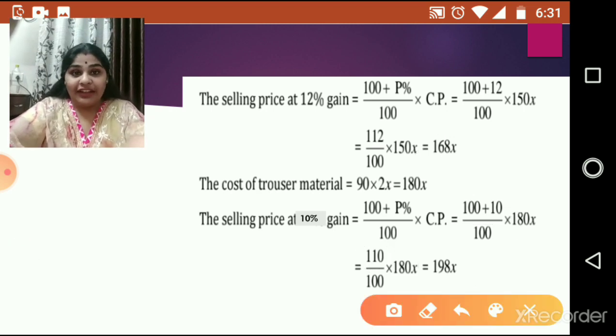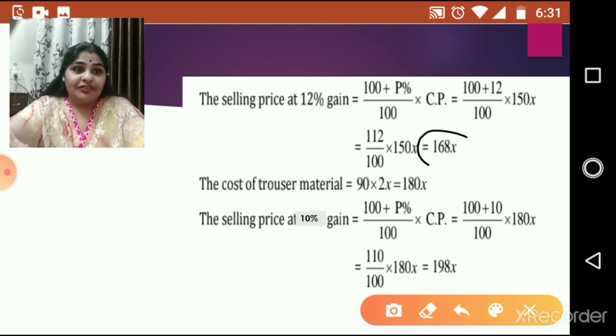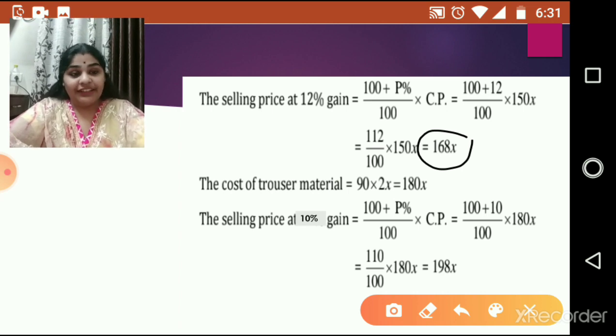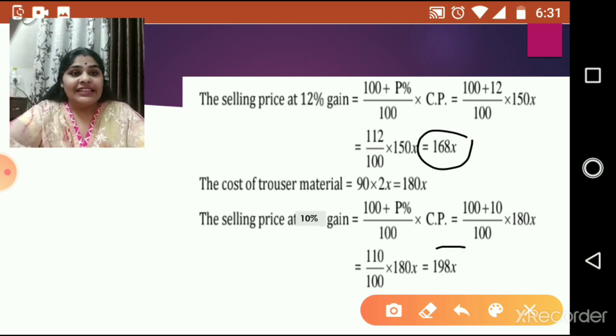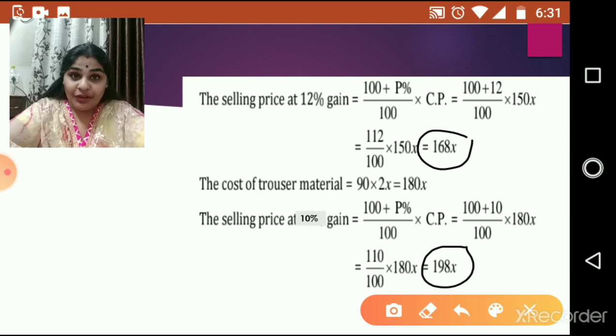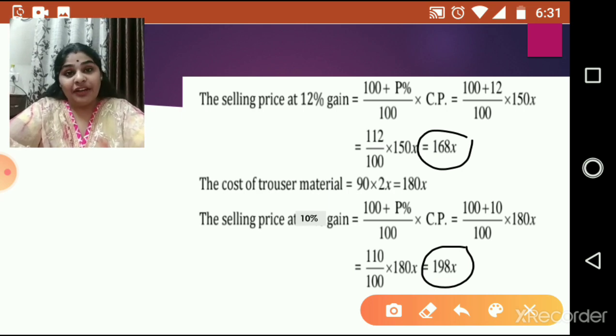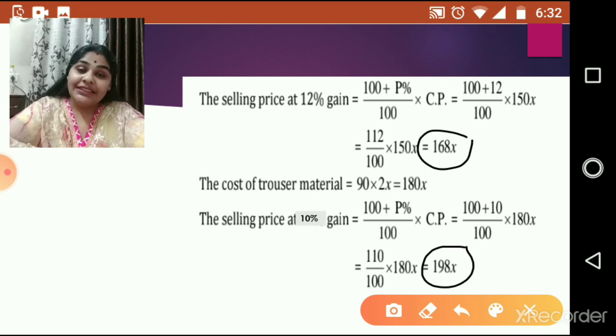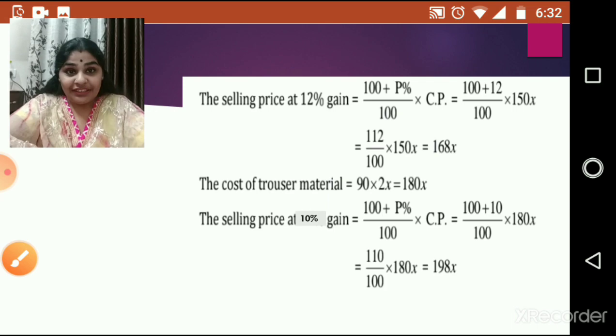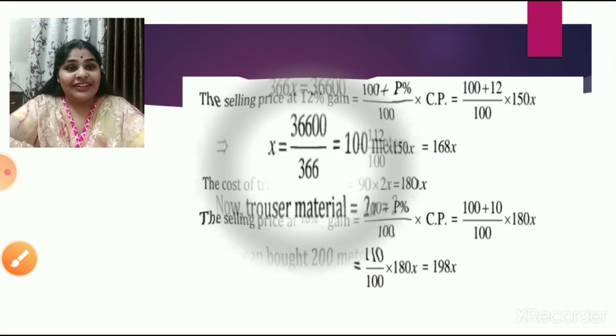So now we have selling price of our shirt material. I'll highlight only that part. We have selling price of our shirt material. We have selling price of our trouser material. Now if we add both the selling prices, how much is the price we are getting? 36,660, right? It was given in the question. Now let us see that.